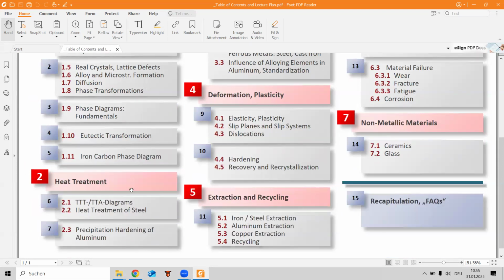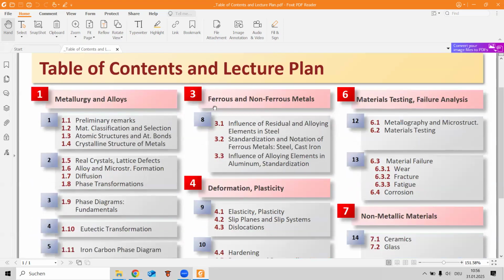In the second part, heat treatment, we will have temperature and time diagrams, heat treatment of steel, precipitation hardening of aluminium. In the third part, ferrous material, we will discuss the influence of residual and alloyed elements in steel, standardization and designation of ferrous material, steel, cast iron, influence of alloyed elements in aluminum, standardization.